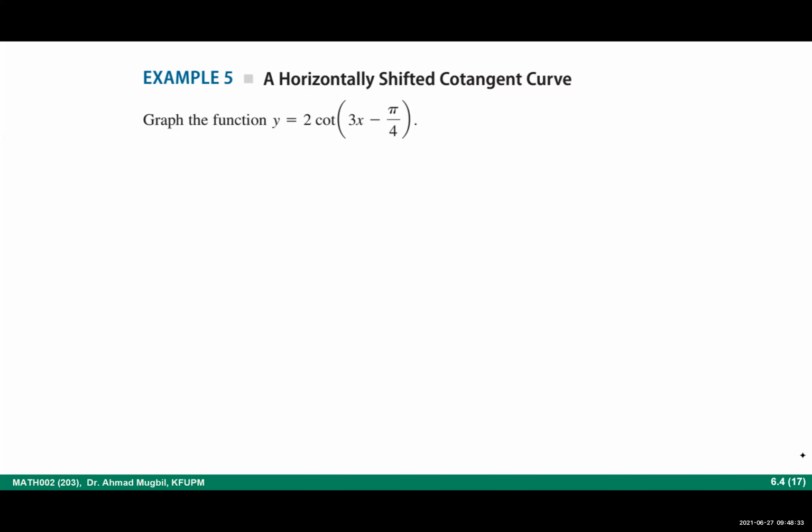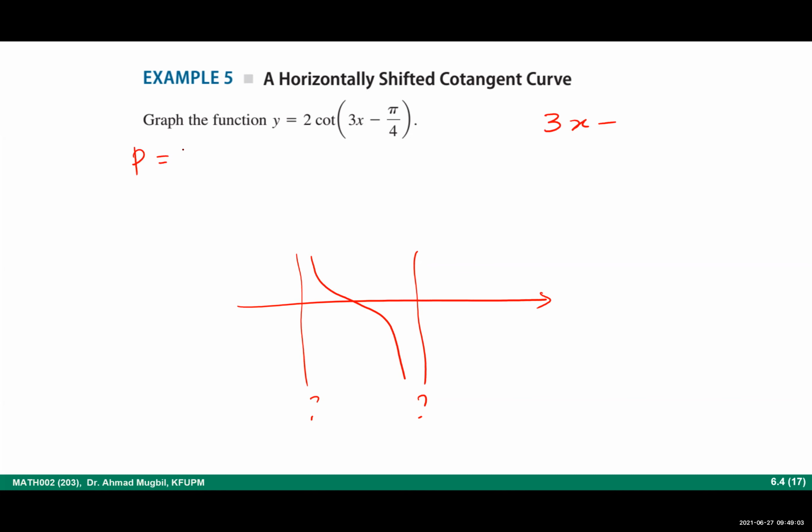Okay, Shabab. Now, how to sketch the graph of this function? To sketch the graph of this function, what do you need to do? Anyone? We need to find the first two vertical asymptotes, and then we will sketch the graph of cotangent like this. So the question is, what are these two? How to find them? The period. You need to find the period. Clearly the period is pi over 3. So the distance between this and this will be pi over 3.